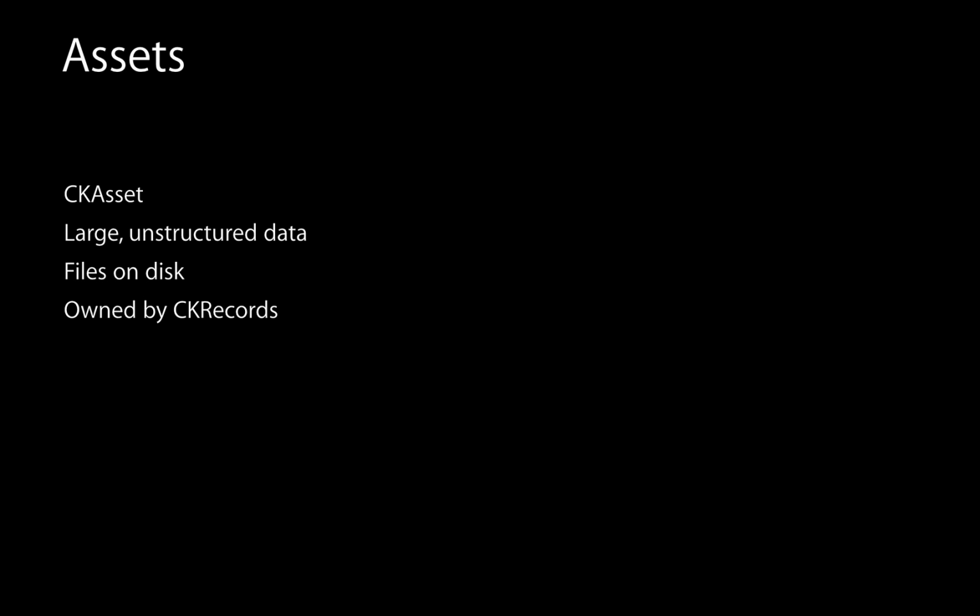Assets are owned by records. This gives us a nice tight coupling between a record and an asset. What this allows the server to do is garbage collect assets. Even though we're storing this data in two separate areas, when the server detects a delete for a record, it can go ahead and clean up any assets that were owned by that record.